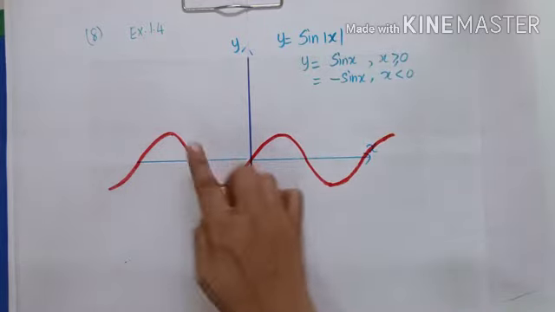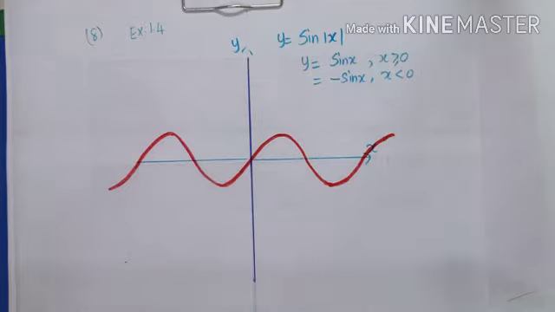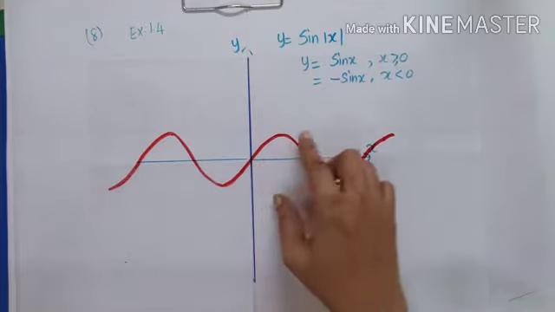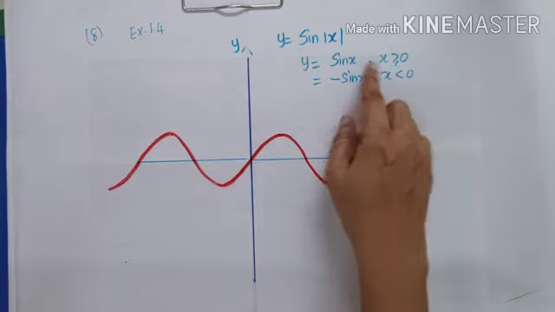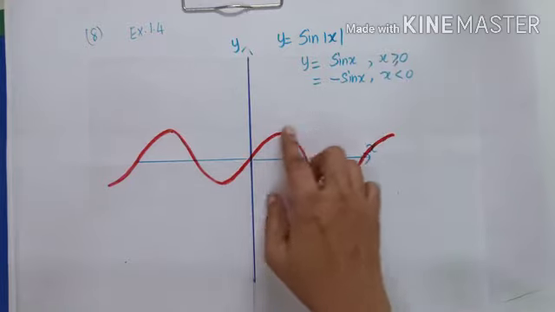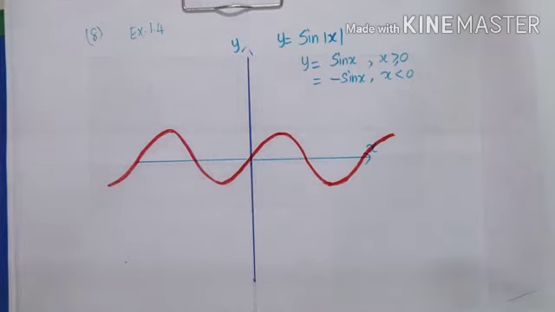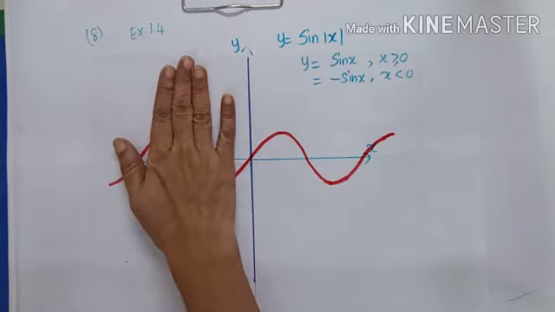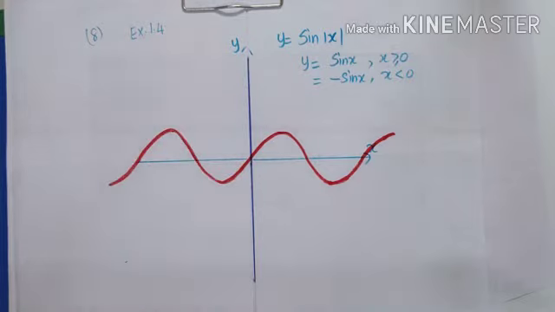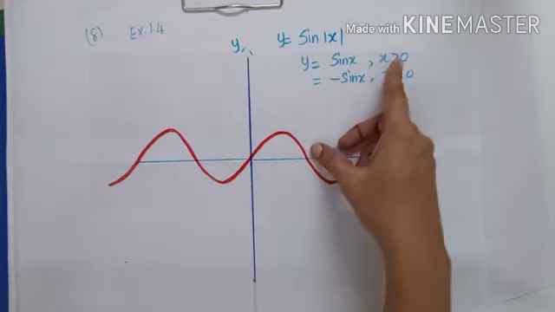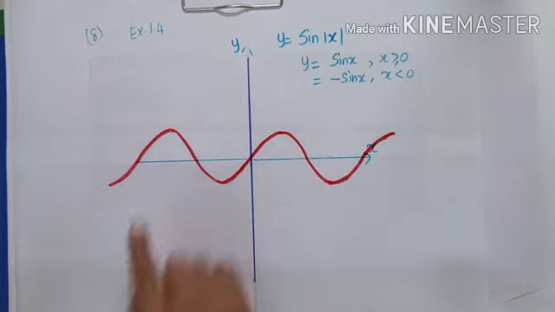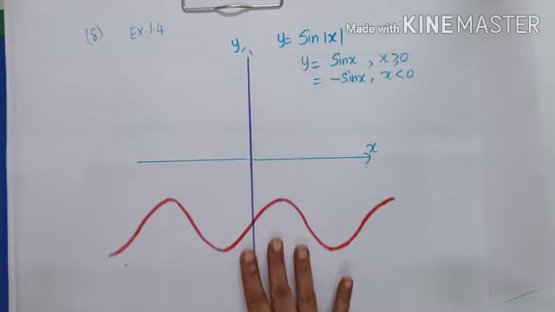So this is the original sin x curve. When x is positive, treat the curve as it is. When x is positive, the sin x curve is as it is. But when x is negative, this part is wrong. So how should I do that? When x is positive, treat the curve as it is. But when x is negative, let us change.